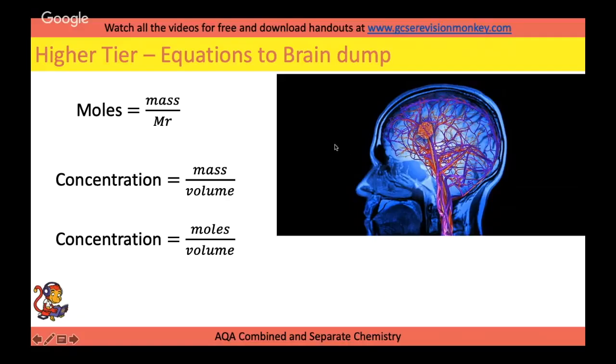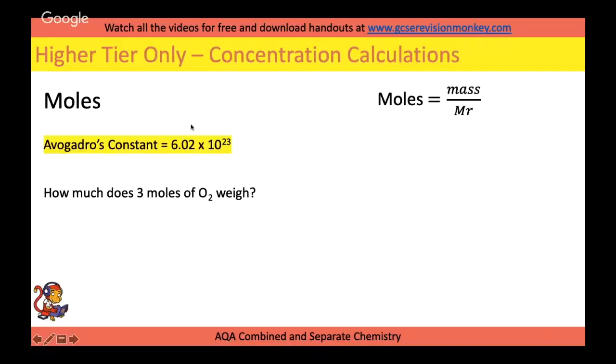So these 3 equations then, for those of you worried about the calculations, these 3 are going to come up in some form or another, maybe both of them together. But moles equals mass over Mr, concentration equals mass over volume, and concentration equals moles over volume. So the units we'll go through as we go through each equation. Let's talk about moles first of all.